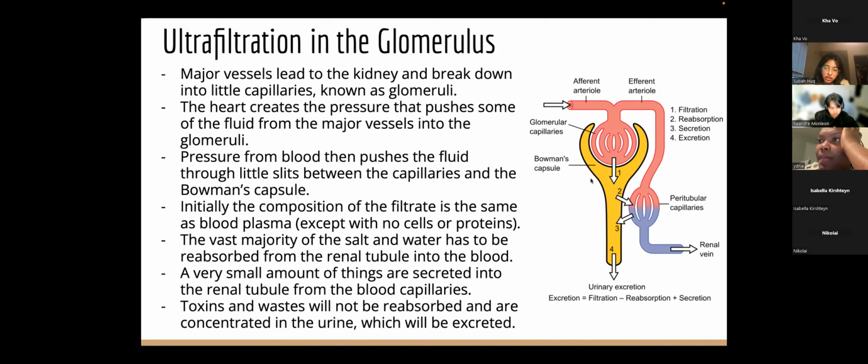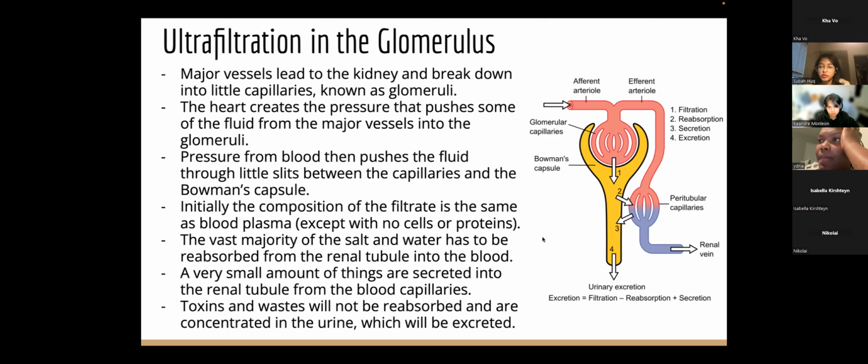Surrounding each of these tubules are a bunch of other capillaries, and they're very close together, so you're able to reabsorb a lot of the things from the filtrate in the renal tubule. But sometimes there's also a very small amount of things that are secreted into the renal tubule from the capillaries. It's a really small amount, so it doesn't really contribute much to the urine.